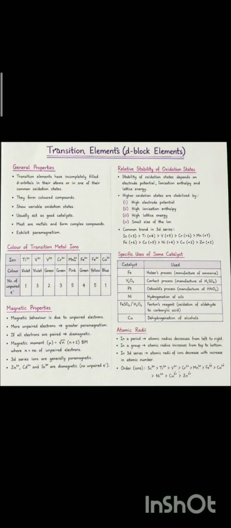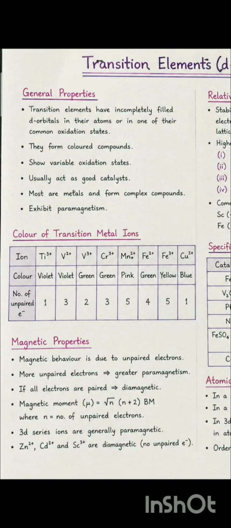The D and F block elements. In the D block elements, we call them transition elements. General properties of D block elements: transition metals have incompletely filled d orbitals in their atoms or in one of their common oxidation states. They form colored compounds, show variable oxidation states, and usually act as good catalysts. Most are metals, form complex compounds, and exhibit paramagnetism.